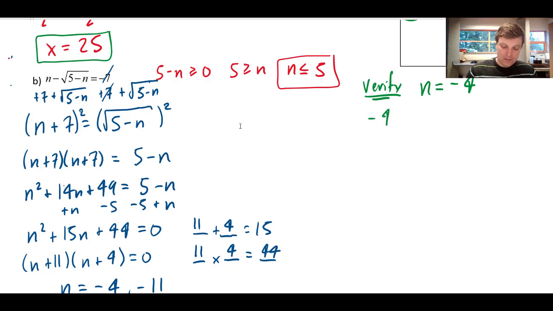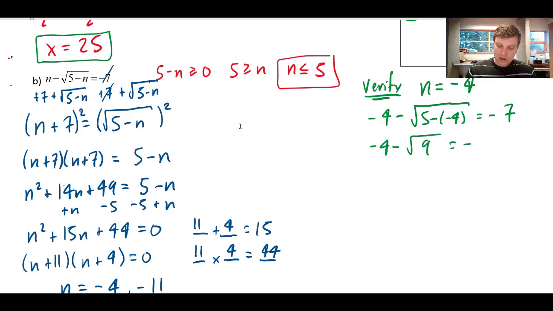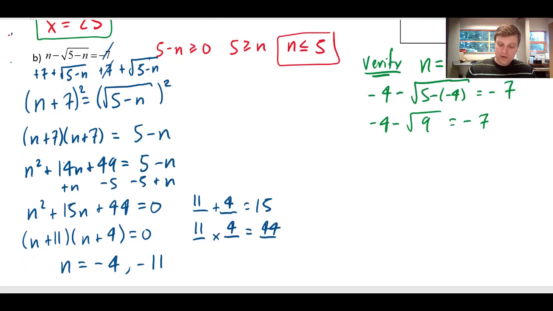So this would be like negative 4 minus the square root of 5 minus negative 4. Careful with my minus signs, holy smokes, equals negative 7. So does that work? Well, this is like minus 4 minus the square root of 9 equals negative 7. The square root of 9 is 3, so this is like minus 4 minus 3 equals negative 7, and that makes sense. So that one is verified. Negative 4 works.